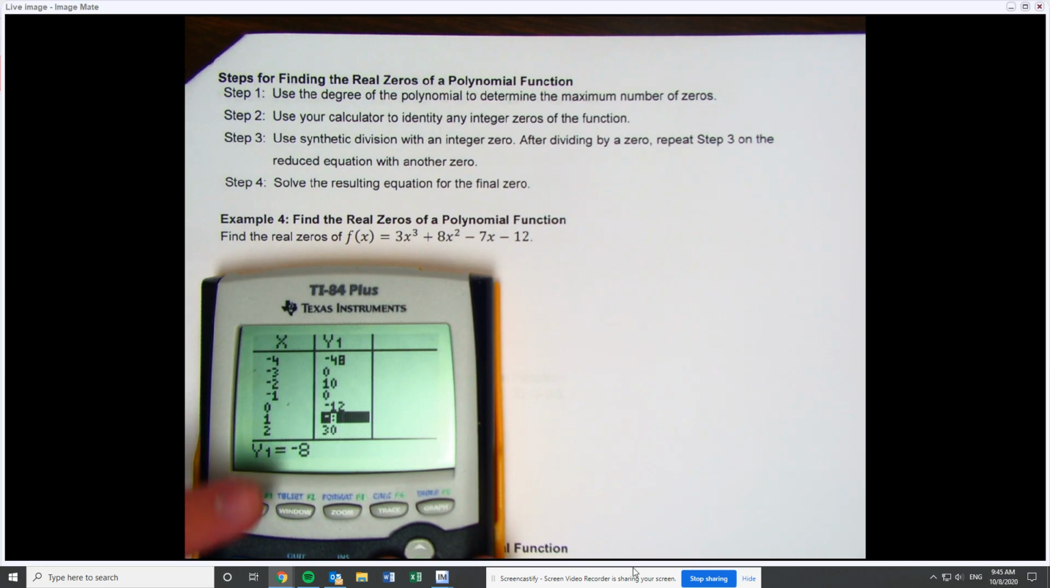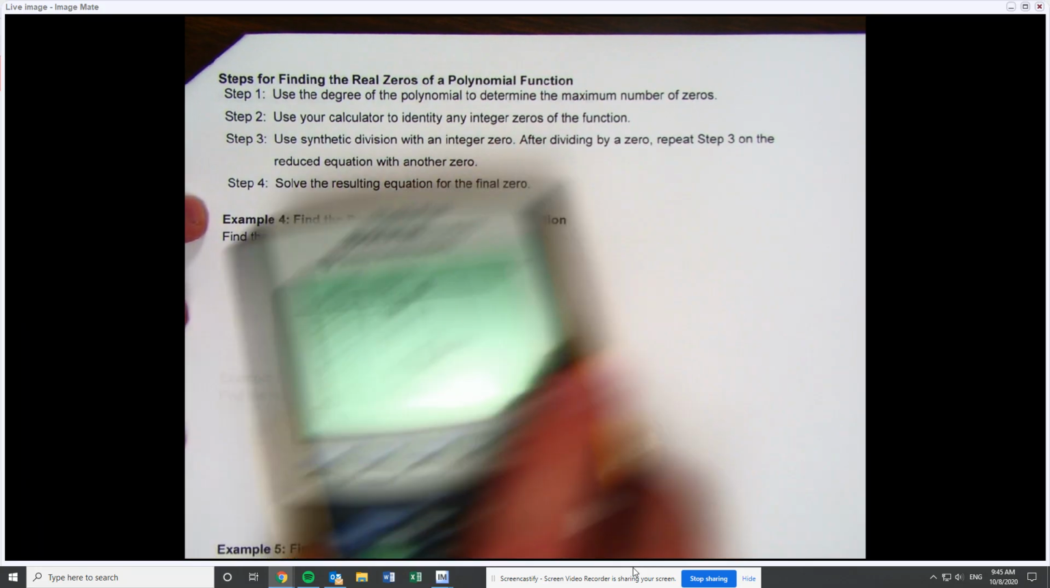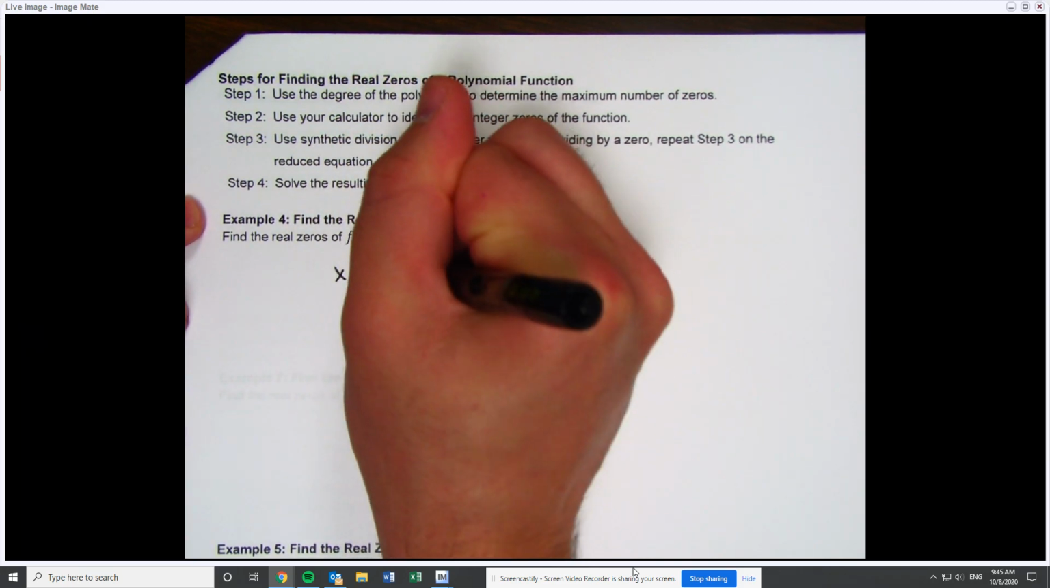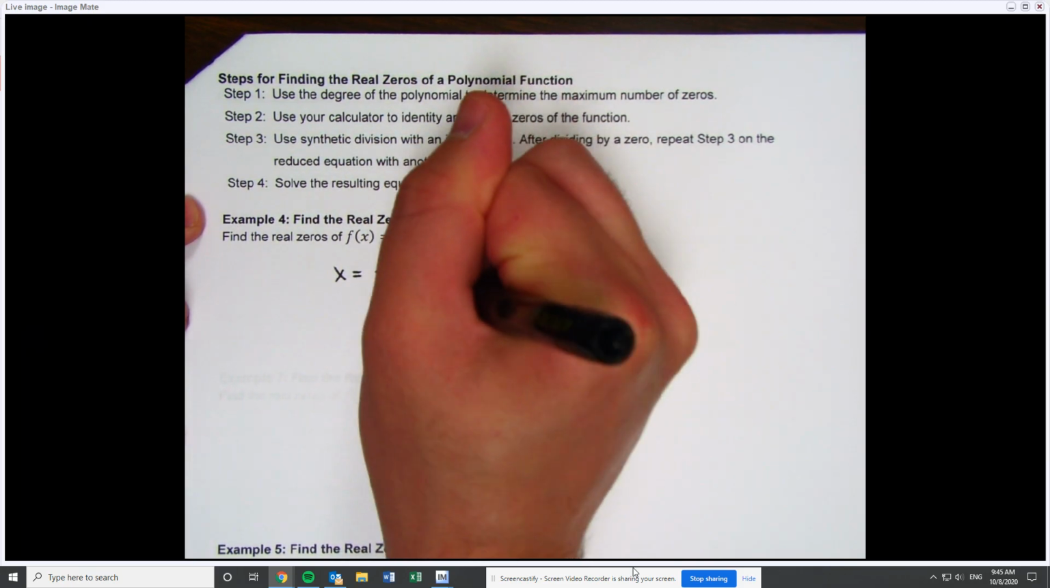So I cannot say that x equals 1 is a 0 for me. The only two I know for sure are -3 and -1. So I'll write those down. I know x equals -3 and -1.